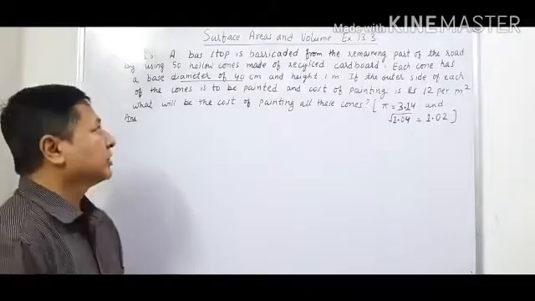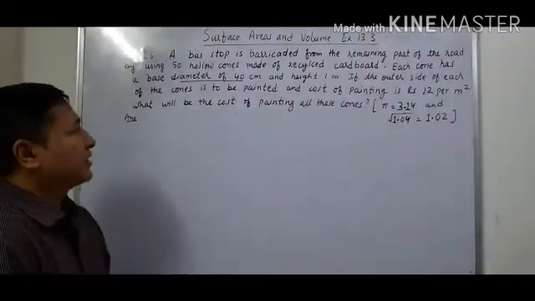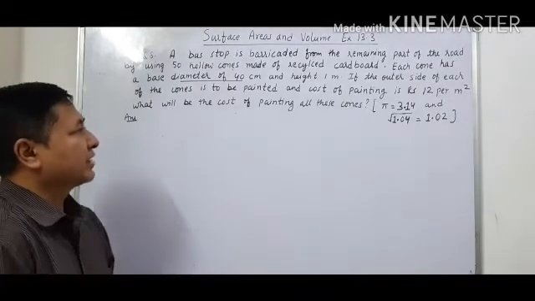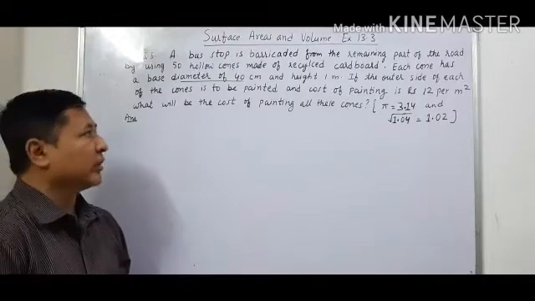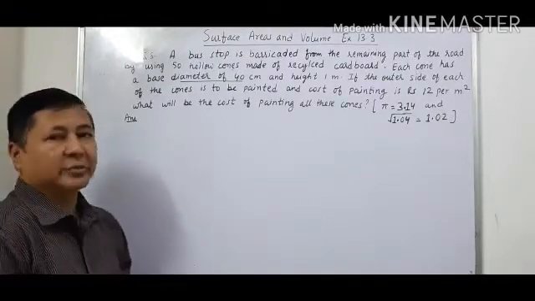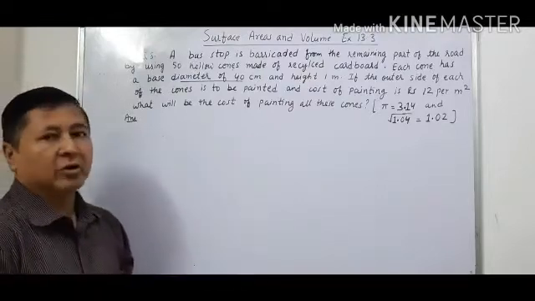Let's solve question number 8 of exercise 13.3. A bus stop is barricaded from the remaining part of the road by using 50 hollow cones made of recycled cardboard. Each cone has a base diameter of 40 cm and height 1 meter. If the outer side of each of the cones is to be painted and the cost of painting is rupees 12 per meter square, what will be the cost of painting all these cones?